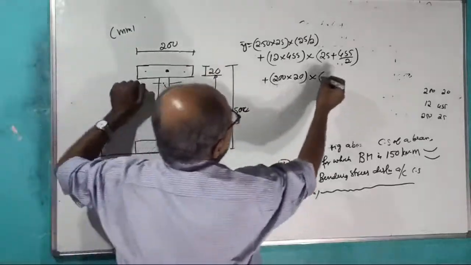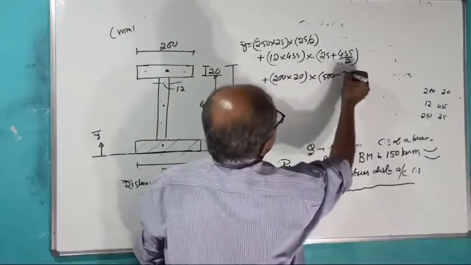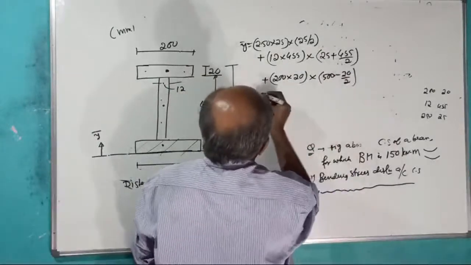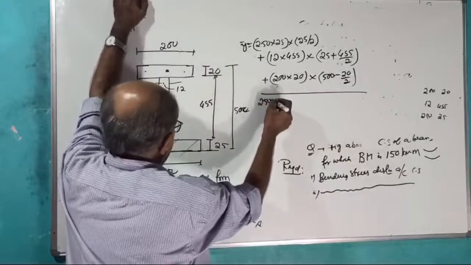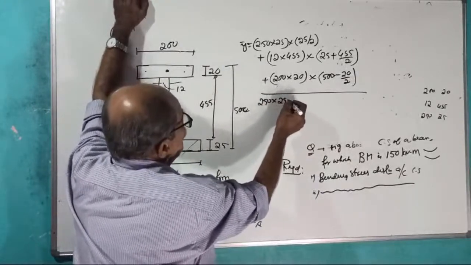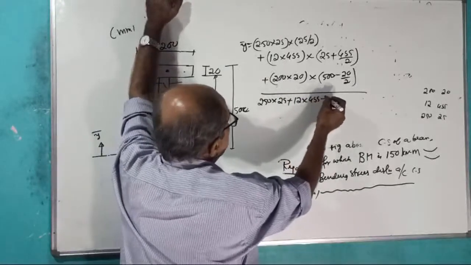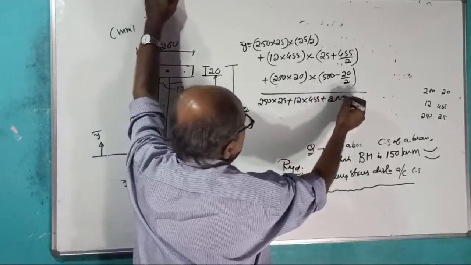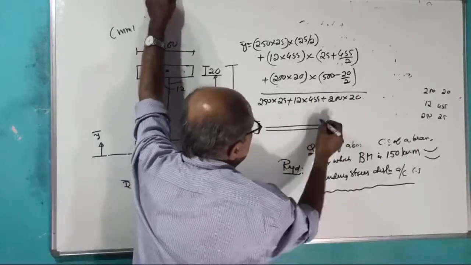From 500, what you do? From 500, subtract half of 20, divided by total area: 250 by 25 plus 12 by 455 plus 200 by 20. Tell me the correct answer, accuracy of third decimal.